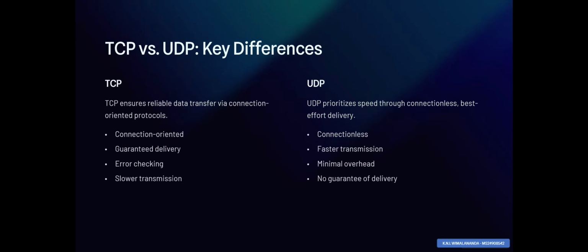So let's discuss the TCP versus UDP comparison. At the transport layer, we have two primary protocols with different characteristics. TCP, or Transmission Control Protocol, establishes a connection before transmitting data and ensures reliability through acknowledgement and retransmission. However, this reliability comes at the cost of increased overhead and latency.